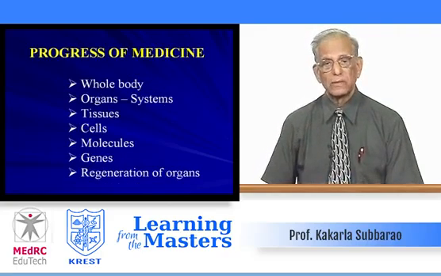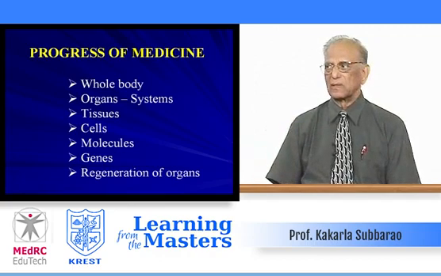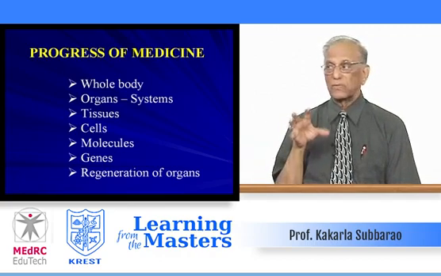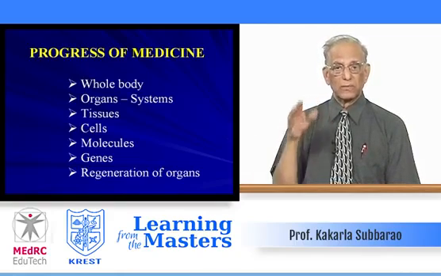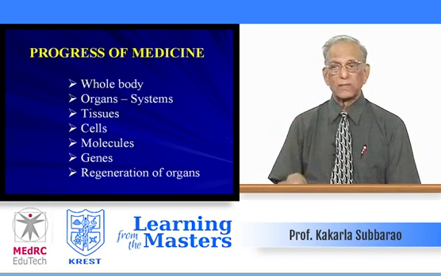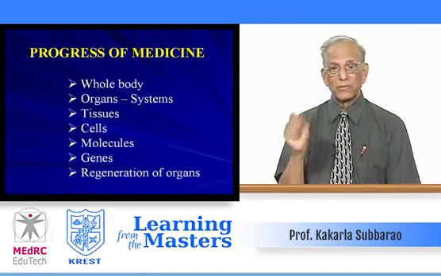Progress of medicine. At one time, we used to study the whole body in order to make a diagnosis. And then organs, specific organs, cardiac, renal, liver, brain, and systems, neurological systems, cardiovascular systems, genitourinary systems, musculoskeletal systems. And then today, from tissues, you can make a diagnosis because the entire disorder reflects upon the tissue.